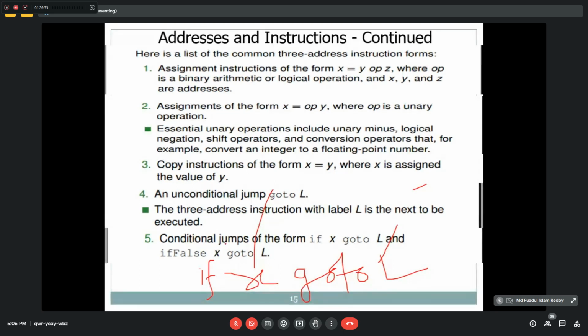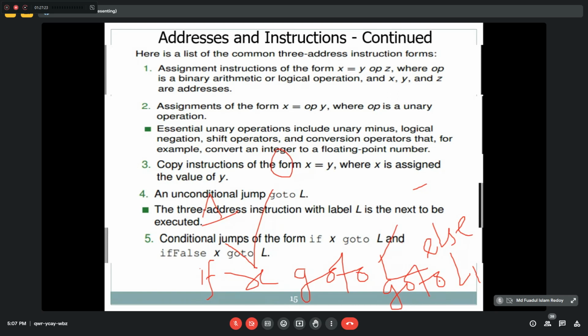So the value of X is suppose 1 or 0. So when X equal to 1, go to L, else go to L1. So this one is also 3 address code because X, L and L1. So there are actually 3 operands. So we can consider this one also as 3 address code. Is it? Yes, sir.